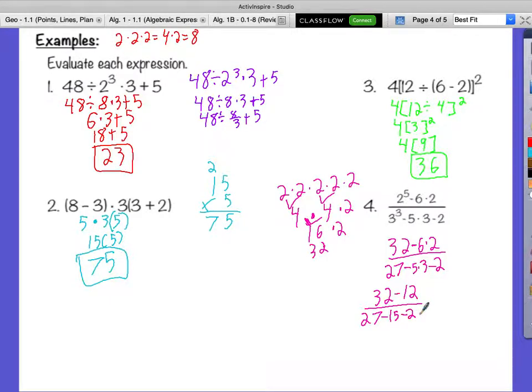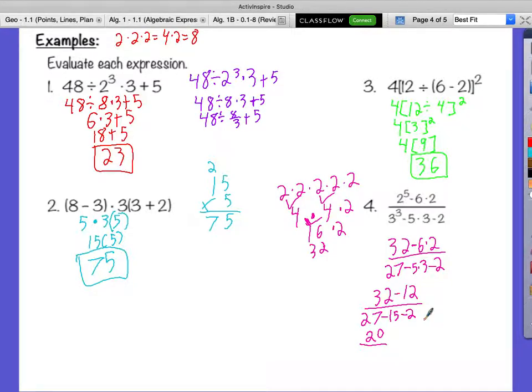Okay. Now looking at the top again. 32 minus 12. There's only one operation left, so it's a little easier to know what we're going to do next. Okay. So what would we do next? Subtract! Okay, what's 32 minus 12? 20. In the bottom, 27 minus 15 minus 2. It's all subtraction. Dylan, what do we do first? You could do 15 minus 2, but it's easier just to do 27 minus 15. Okay, and that'd be going left to right like we're supposed to, right?